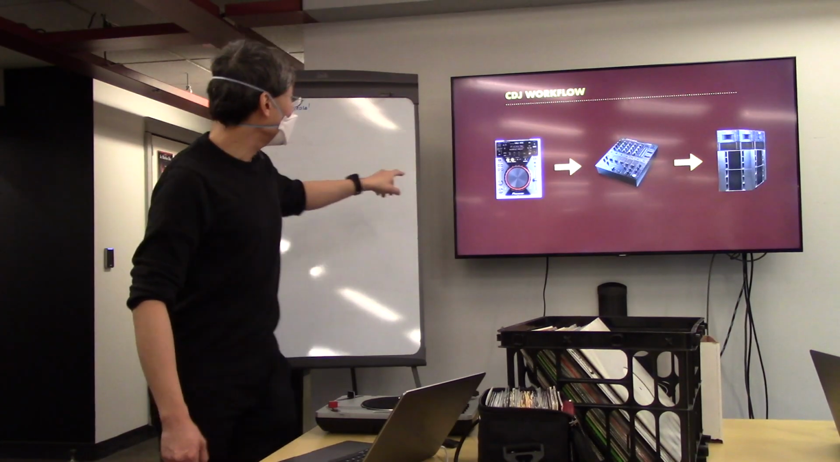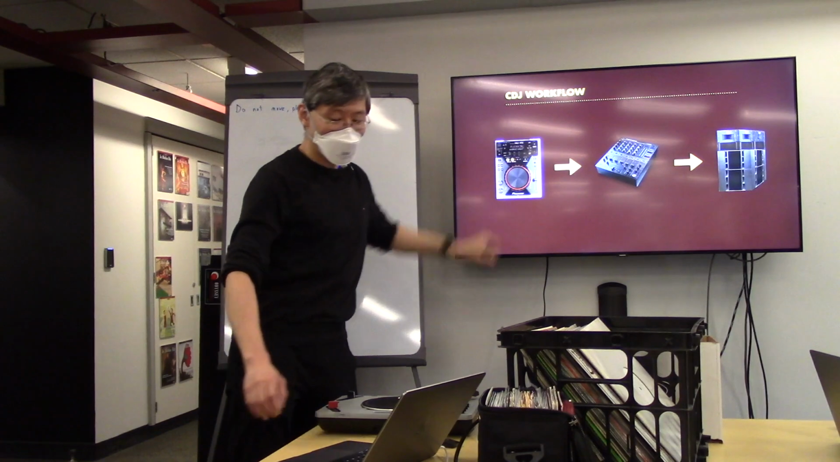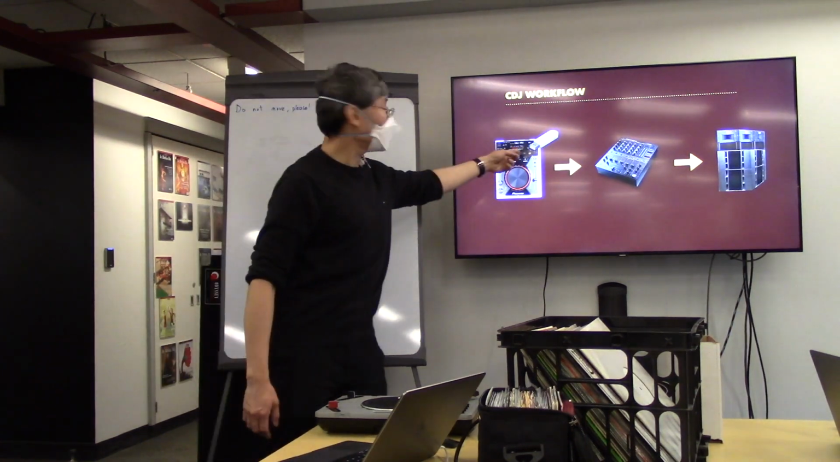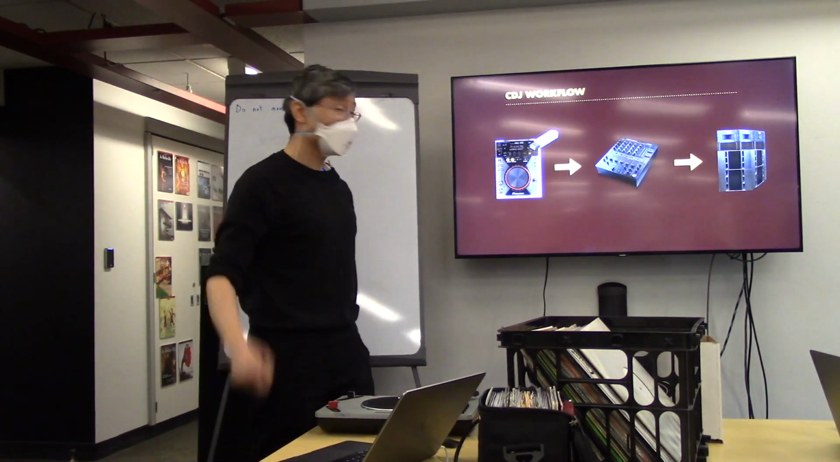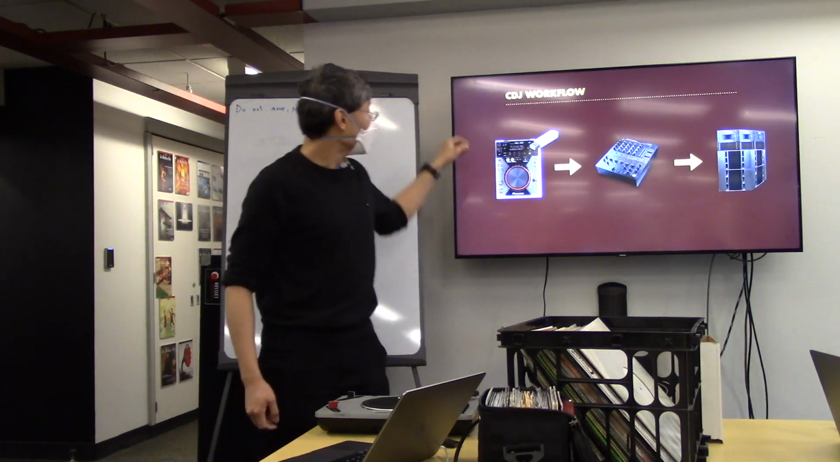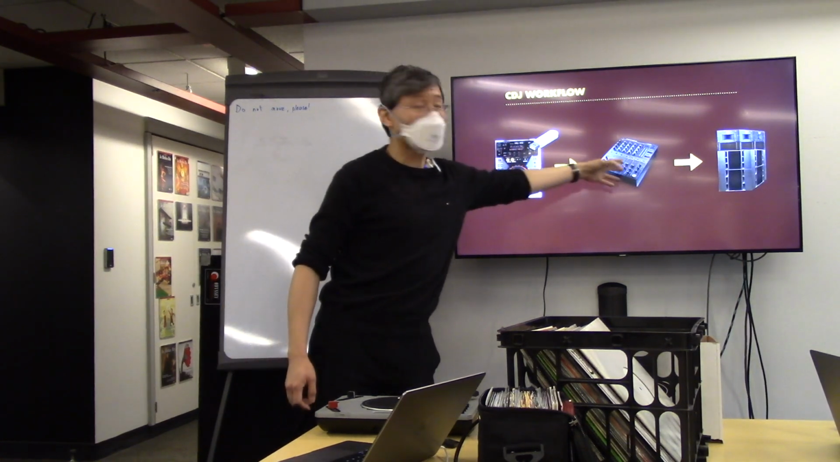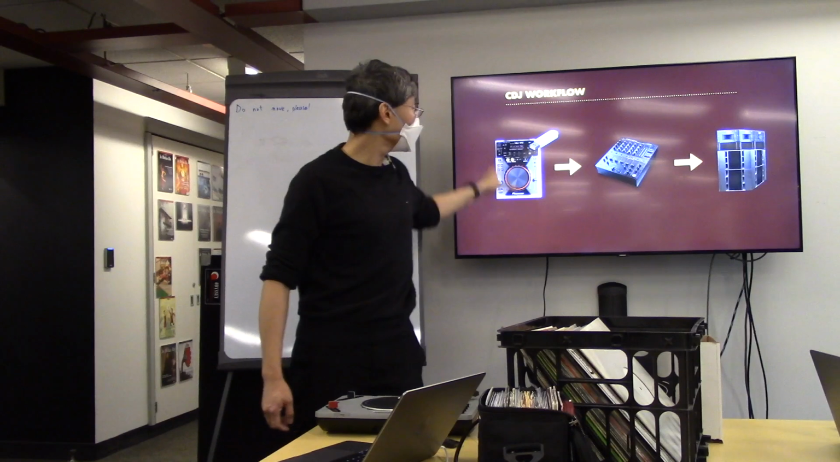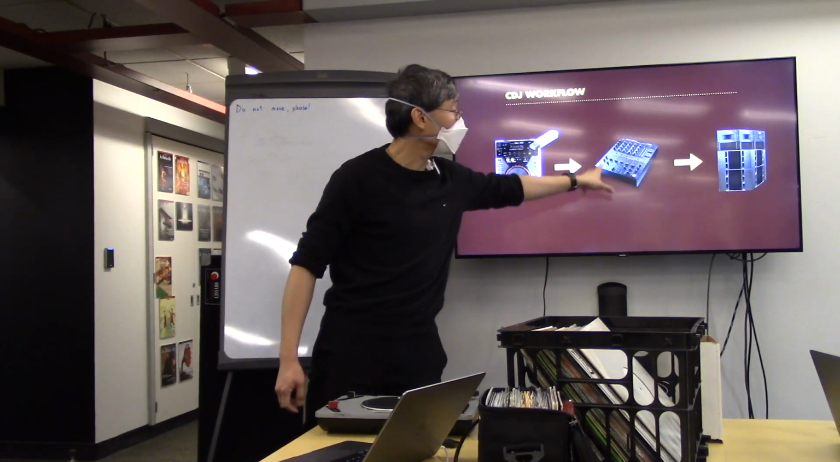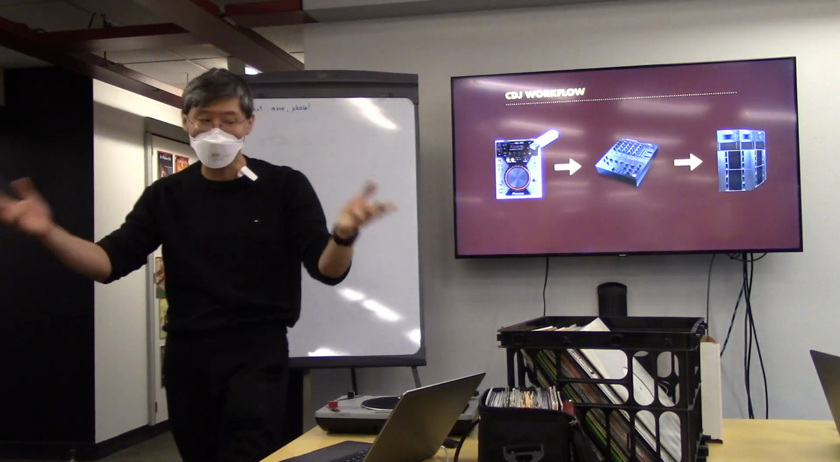The CDJ workflow is you've got a device, you bring a USB thumb drive with your MP3s on it or your AACs, and you plug it into there. That creates the audio signals that go into a mixer. So you have multiple CDJs all producing music, goes into a mixer, and that goes out into your amplifiers and your sound systems.